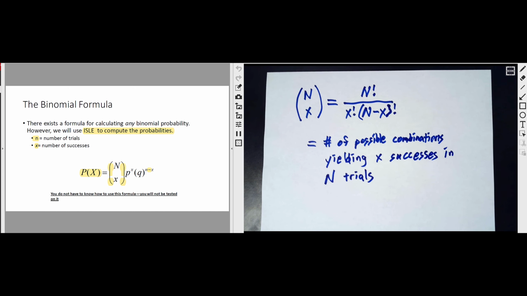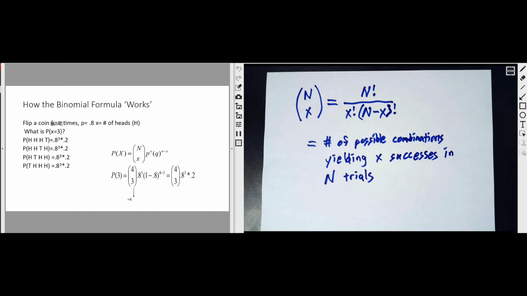All right. And for example, let's suppose that we flip a coin 4 times. So we're doing 4 trials. And let's suppose that this is an unfair coin. The probability of getting a head, which is how we're going to define success, is 0.8. Therefore, the probability of failure is 1 minus 0.8, which is 0.2. And X here is the number of heads that we get. Our question is, what is the probability that X, the number of successes that we get, is equal to 3?